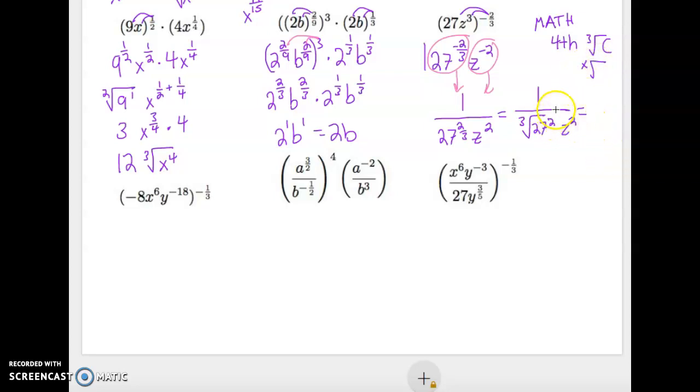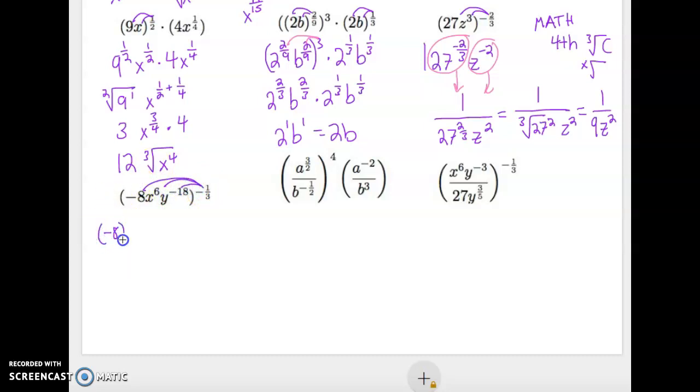All right, so if I did the cube root of 27 squared, I end up with 9. So it's 1 over 9z squared is my final answer. All right, let's go ahead and do this one. I have no addition or subtraction, so I feel confident distributing that negative 1/3 to each of these pieces.